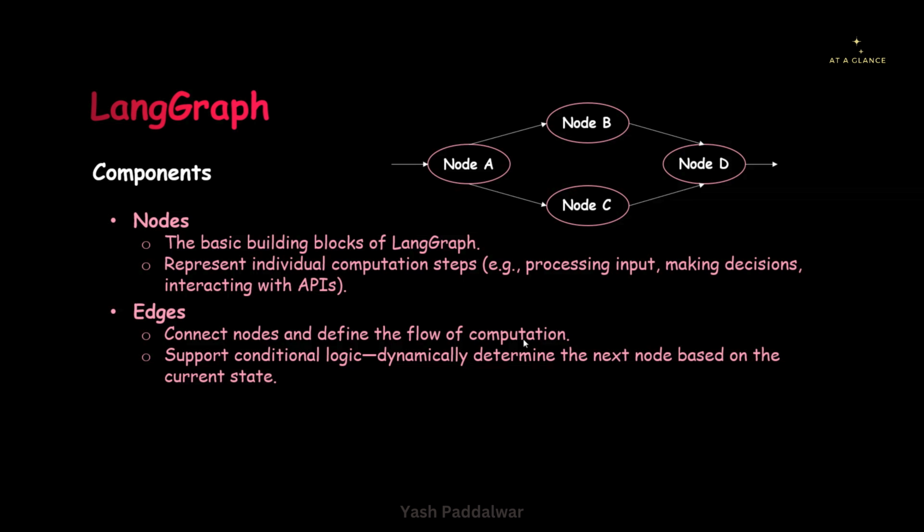Now I hope the individual roles of nodes and edges are clear to you all. Now we'll complete this explanation, that is, how the next node is determined based on the state. We'll be looking into it with the help of an example, and also we'll see what exactly a state is. So moving on to the state.